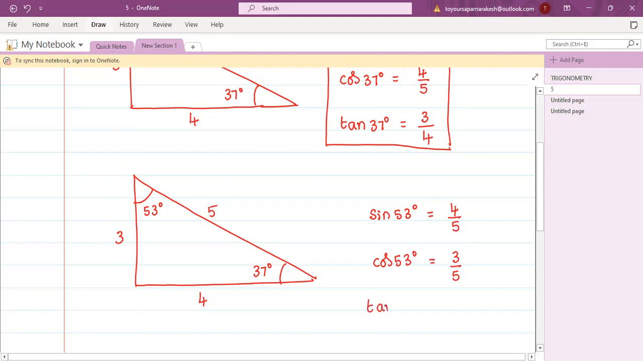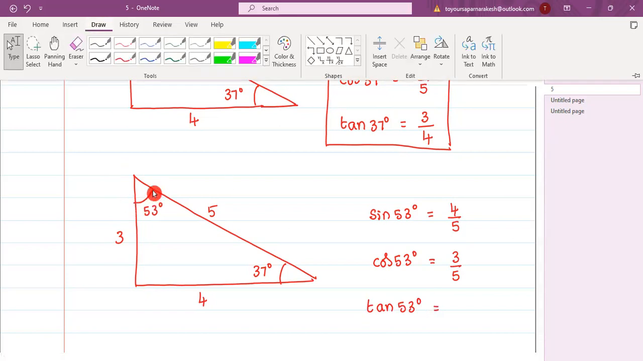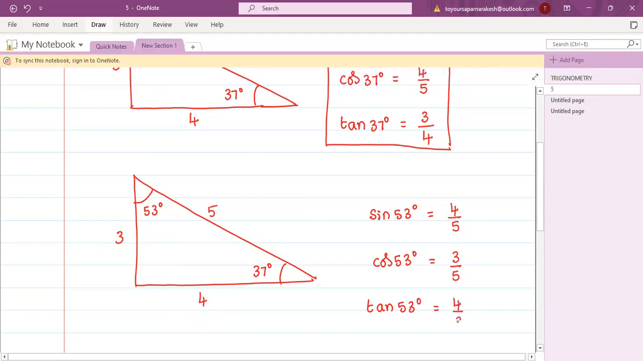Then in the same triangle, tan 53 degrees. We know the tan function. With respect to 53 degrees, tan function means opposite side upon adjacent side. Therefore, opposite side 4, adjacent side 3. In the same way, all these equations are very, very important.